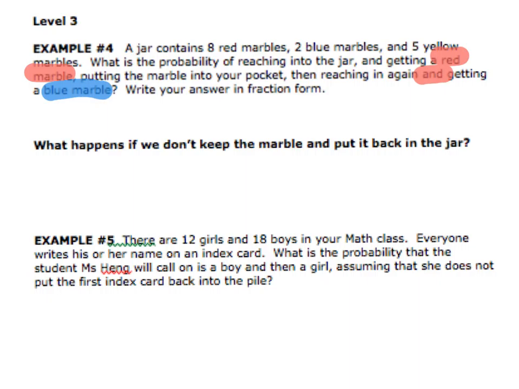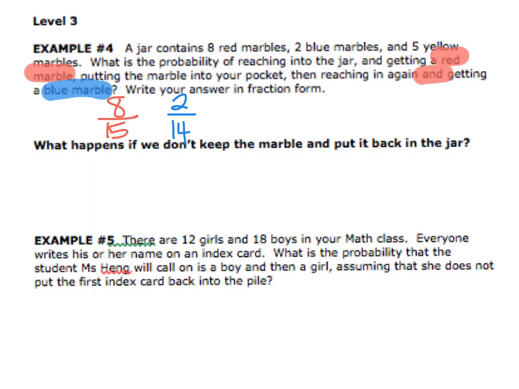So if I have 8 red and a total of 15 marbles in the jar, so that's 8 out of 15. So I have 8 chances out of 15 total to pull a red marble. Now, if I pull the 1 red marble out, that means that my total is now down to 14 marbles in the jar. Out of those 14, 2 of them are blue.